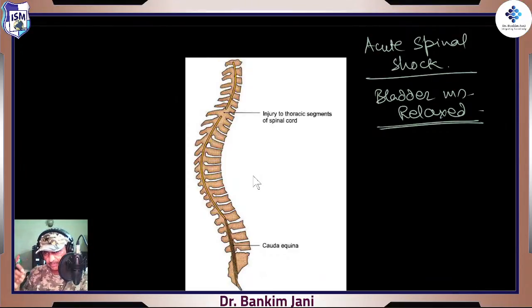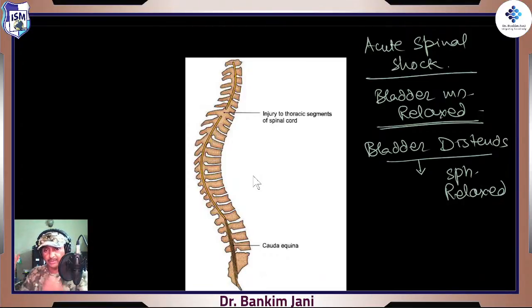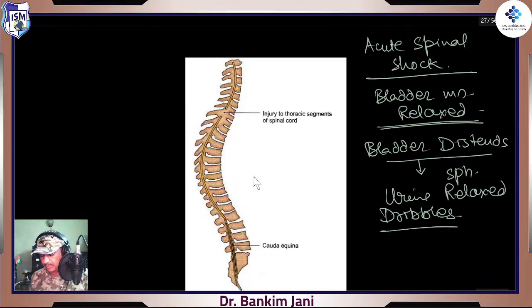Right? So the bladder will simply become like a bag. The bladder distends. At the same time, those sphincters are relaxed. But say urine is not forming in a large quantity, it is forming at a very slow pace. So when the bladder distends, that urine dribbles in small quantities, right? Urine starts dribbling in small quantities.